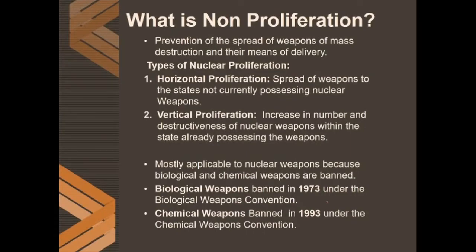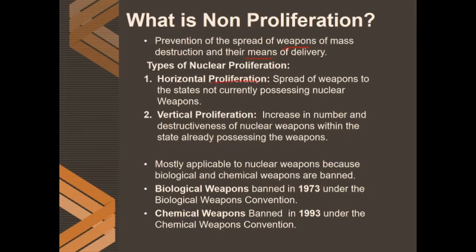What is non-proliferation? Non-proliferation is prevention of the spread of weapons of mass destruction and their means of delivery. So it is a preventive concept. It is a preventive measure. What are the types of nuclear proliferation? There are two types: horizontal proliferation and vertical proliferation.